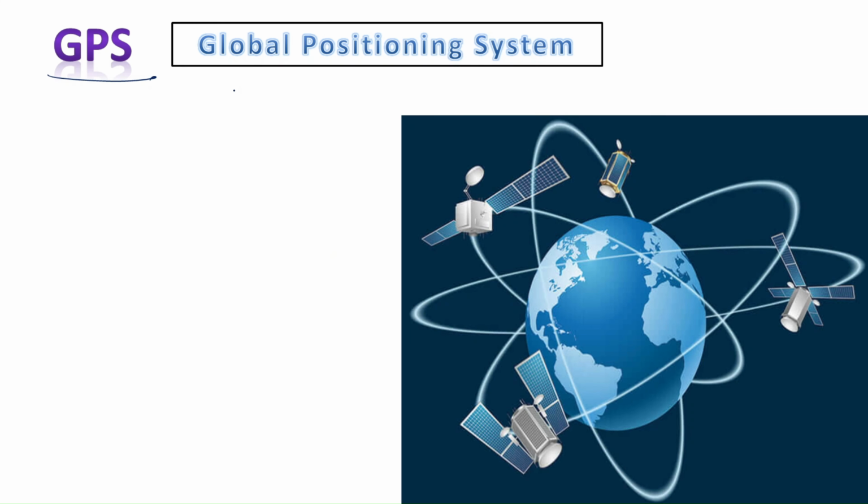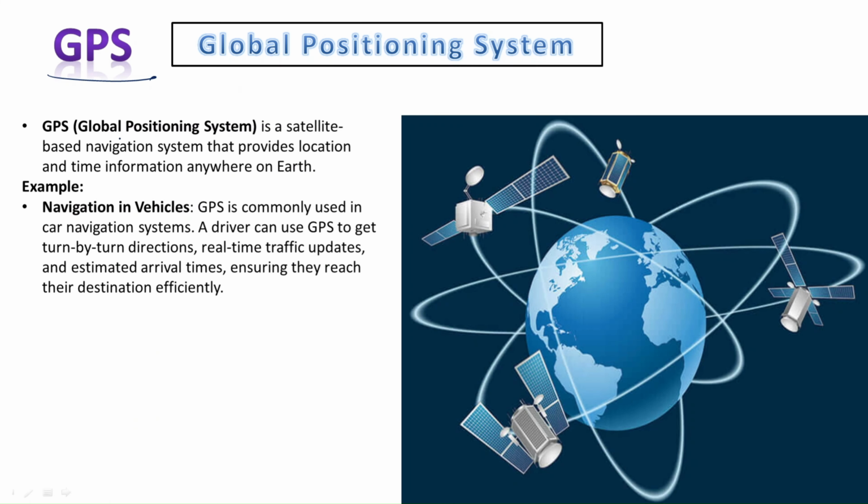GPS, that is Global Positioning System. So GPS, or Global Positioning System, is a satellite-based navigation system that provides location and time information anywhere on Earth. For example, navigation in vehicles: GPS is commonly used in car navigation systems. A driver can use GPS to get turn-by-turn directions, real-time traffic updates, and estimated arrival times, ensuring they reach their destination efficiently.